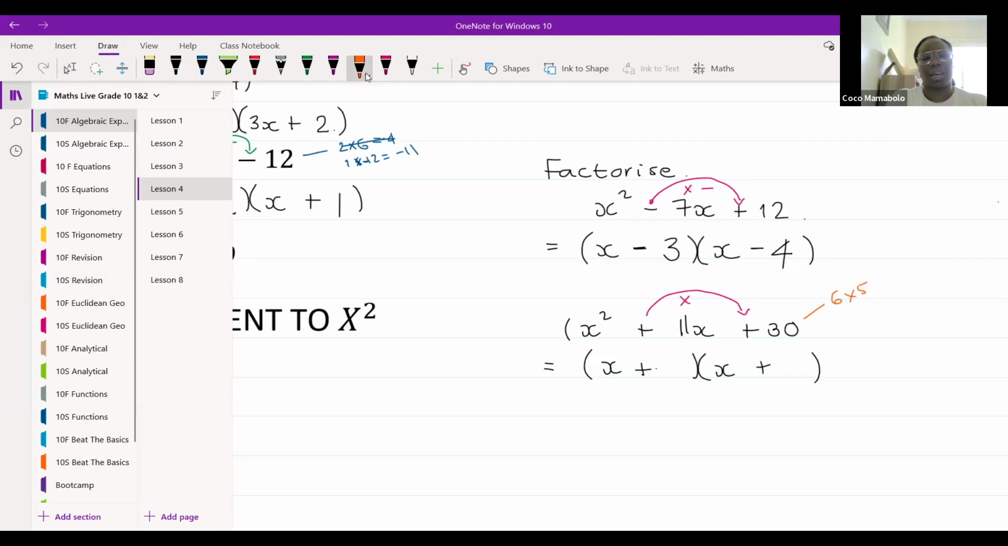Why did you choose 6 times 5? Because, ma'am, 6 times 5 is 30 and 6 plus 5 is 11. Beautiful. 6 plus 5 is also going to give us 11. Well done, Sia. That's exactly what I was looking for. So I know that I'm going to put a positive 6 and a positive 5. Nice job. Amazing. Okay, we're off to a great start.